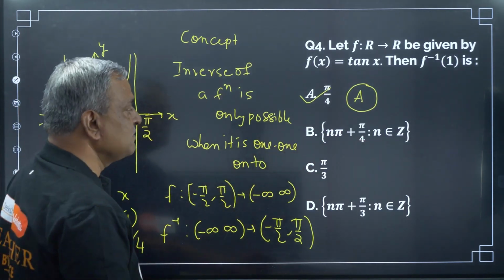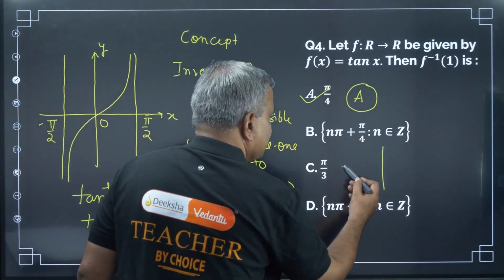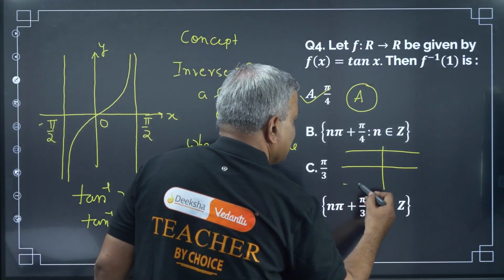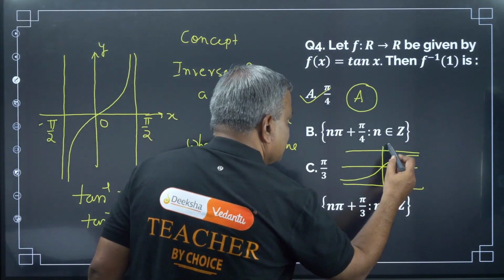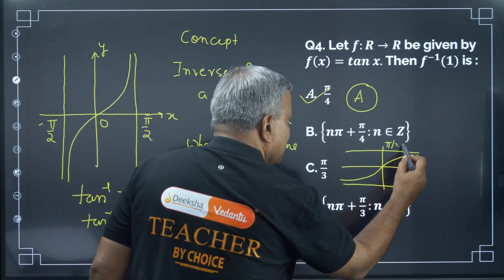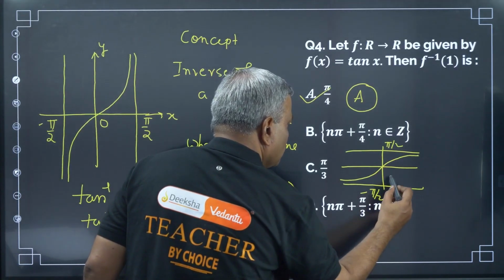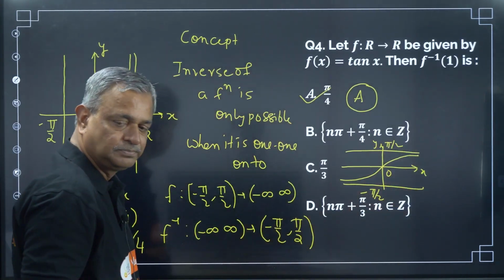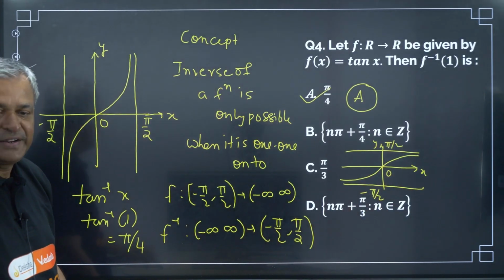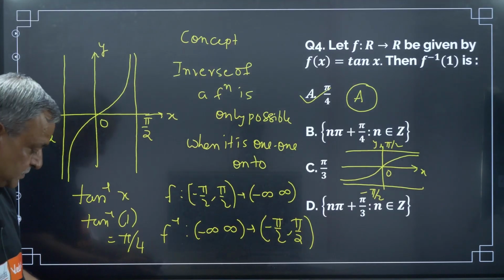Correct? If you want, here is the tan inverse x graph also. The tan inverse graph follows like this. The domain becomes the range. This is pi by 2 and this is minus pi by 2. This is 0. This is the x-axis and this is the y-axis. Okay, I did the correction in this problem also.